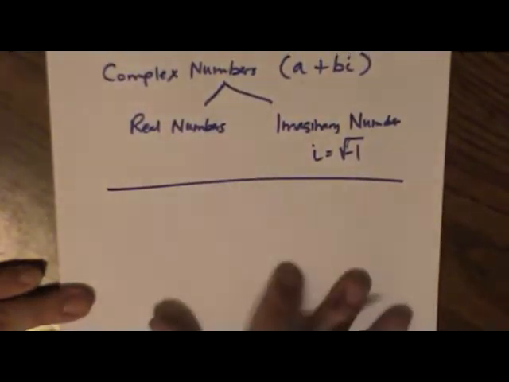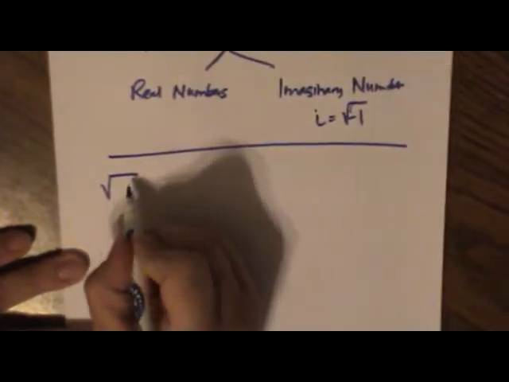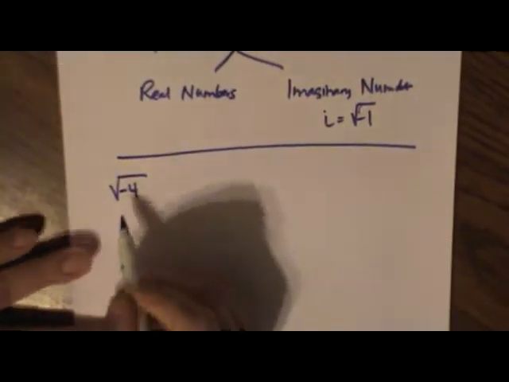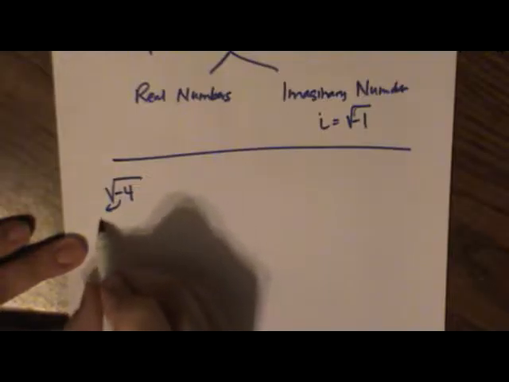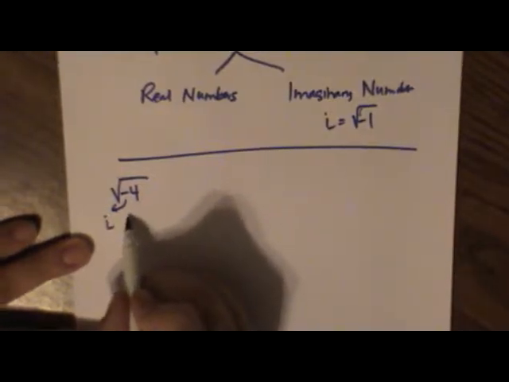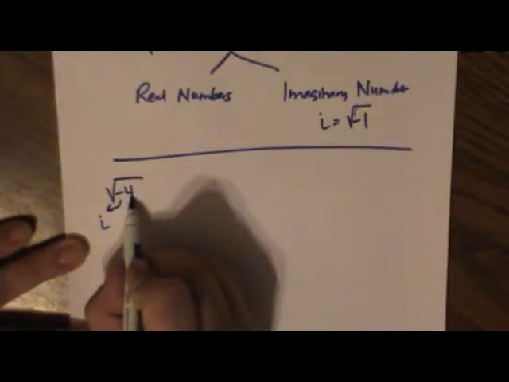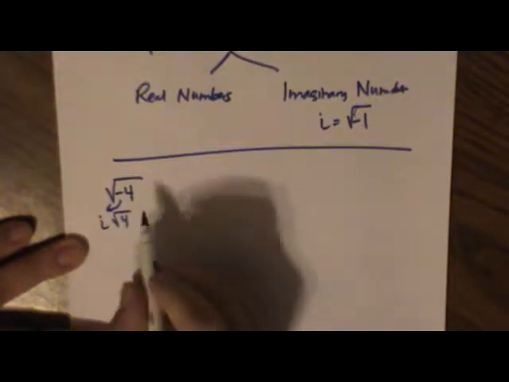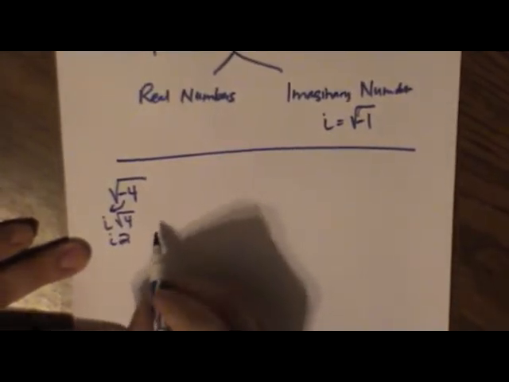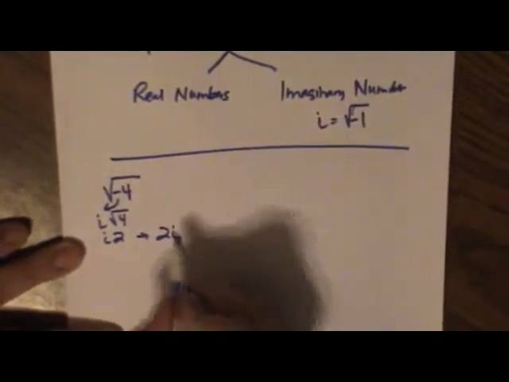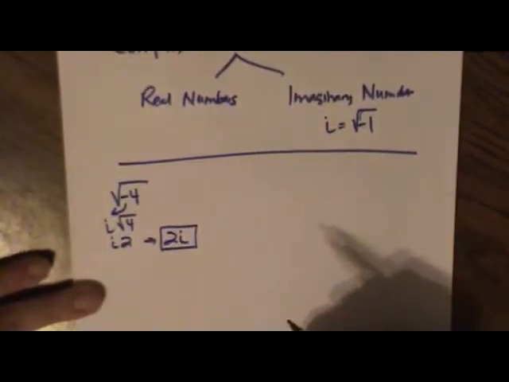So, let's look at this. We have the square root of -4. We can pull the negative out as an i. And then we can do the square root of 4, which is 2. Or you can write it with the i behind. Okay?